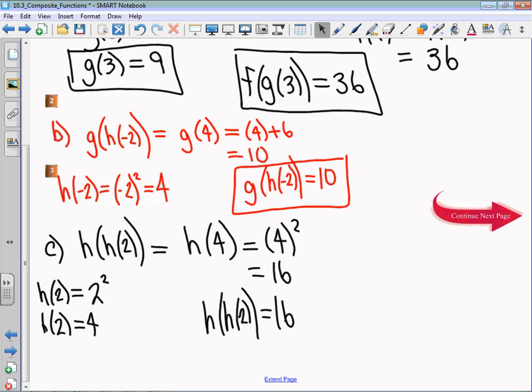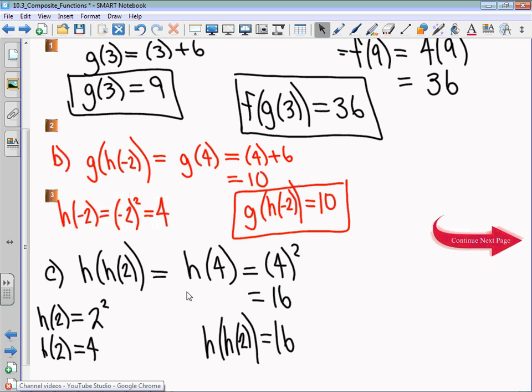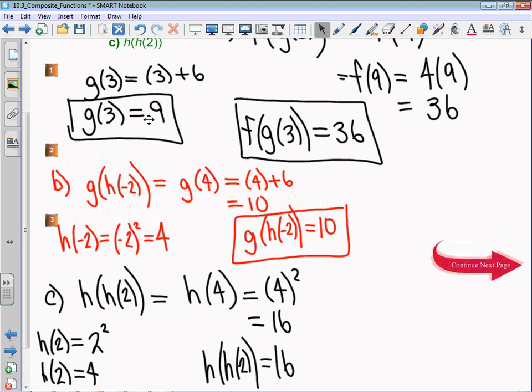The other thing that I'd like to point out too is that if we're given a graph of function f or function g, this g of 3 is equal to 9 literally means the coordinate (3, 9) is on the graph of function g. And you'll see that in a couple questions in the textbook.